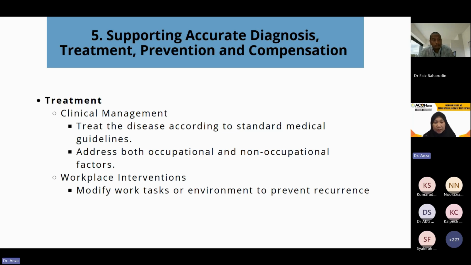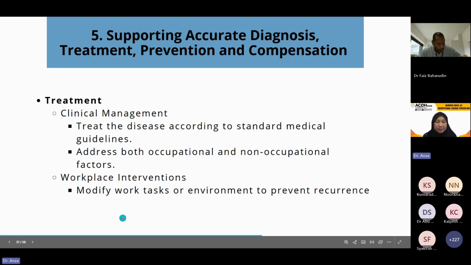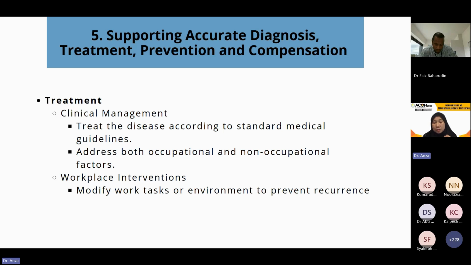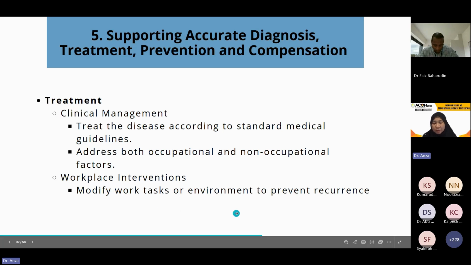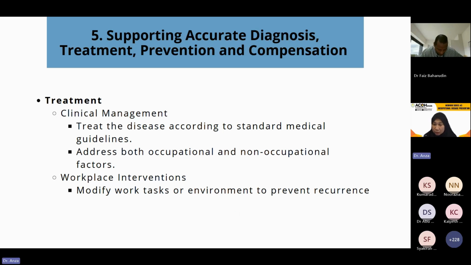Right, so I addressed this as well. We have clinical management, I've mentioned that, and workplace intervention, right? For workplace intervention, for workers, we can assist them to modify work tasks or environment to prevent occurrence. For example, those diagnosed with occupational asthma, we can say that this person's exposure is to certain chemicals. So this worker will be removed from being exposed to certain chemicals to prevent recurrence.